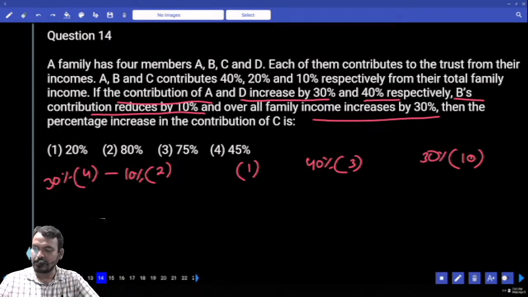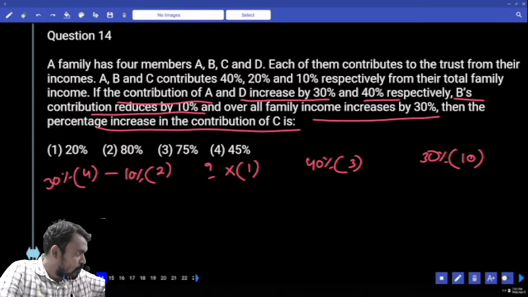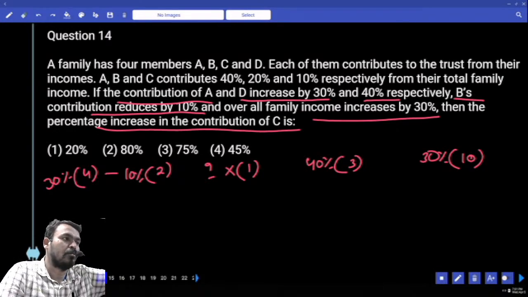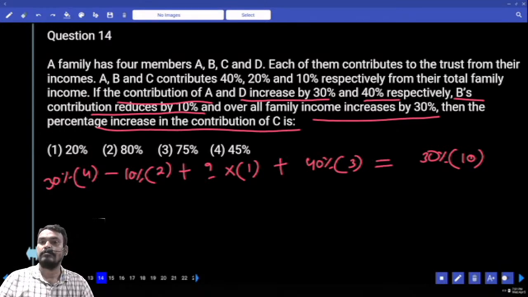In that how much percent? 30%, or not? What is the question here? The percentage increase in the contribution of C. Means required on C, how much percent is increased? Okay. 4 parts, 2 parts, 1 part, 3 parts. Overall 10 parts. Minus, plus, equal or not? Individual increase or decrease is also equal to the overall increase or decrease.